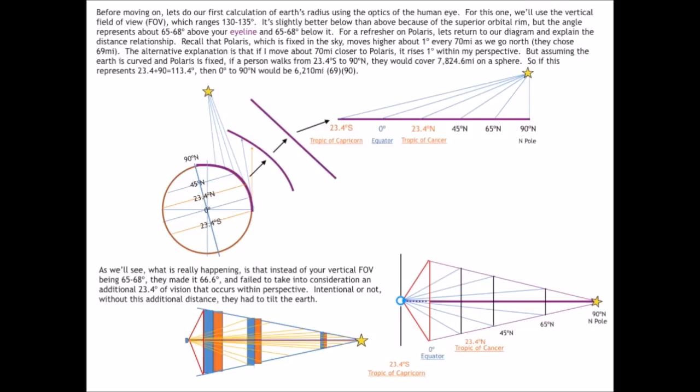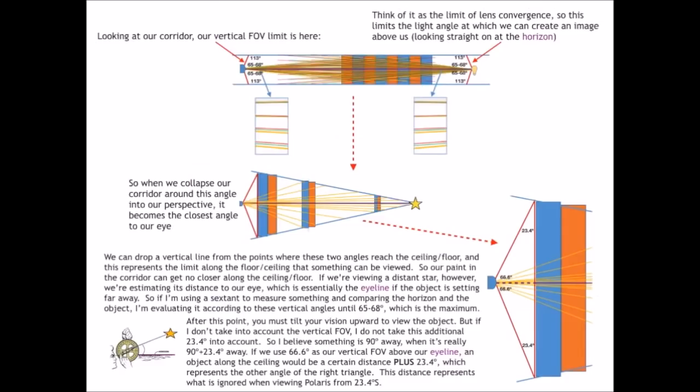We've already gone over that. But as we'll see, what's really happening is that instead of your vertical field of view being 65 to 68 degrees, they made it 66.6 degrees and failed to take into consideration an additional 23.4 degrees of vision that occurs within perspective. Intentional or not, without this additional distance, they had to tilt the Earth. So we'll explain that a little bit here.